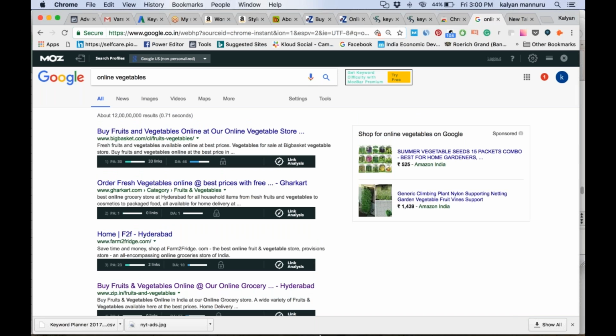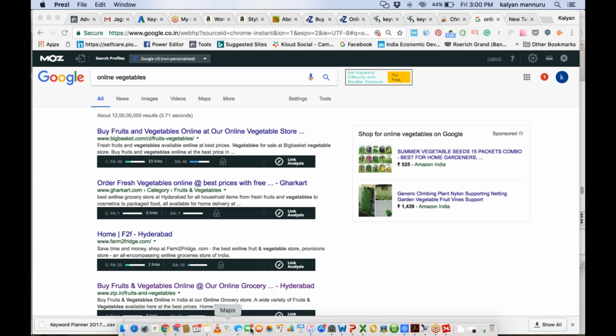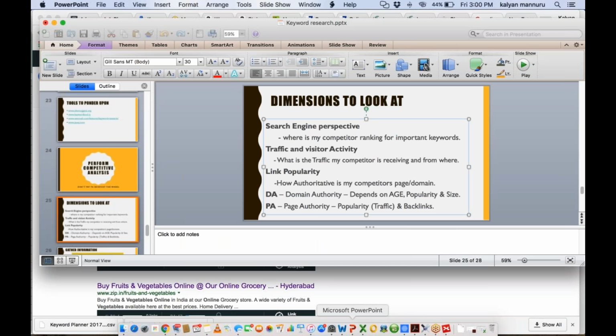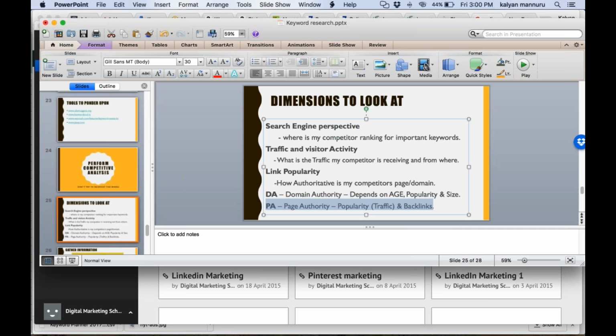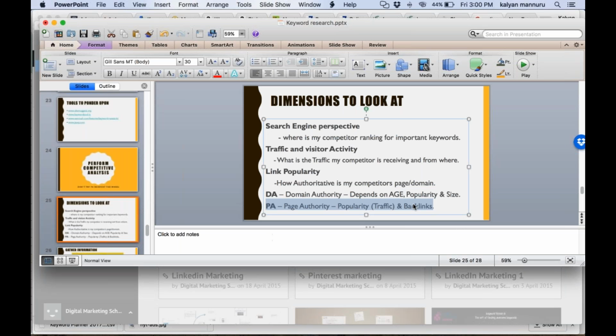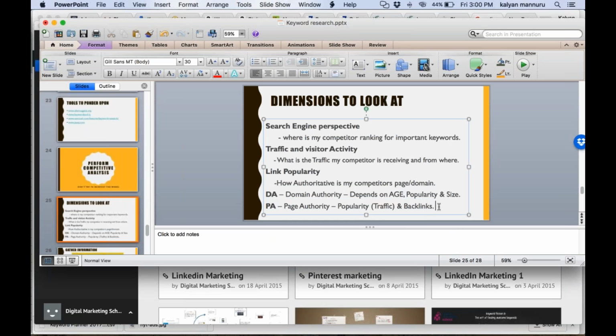How would a company improve the page authority score? Is by improving the number of backlinks of the page. How do we improve backlinks? As I told you, backlinks can be created by submitting your website onto various portals.